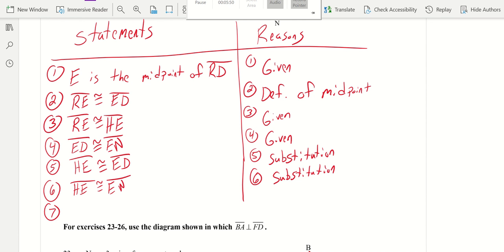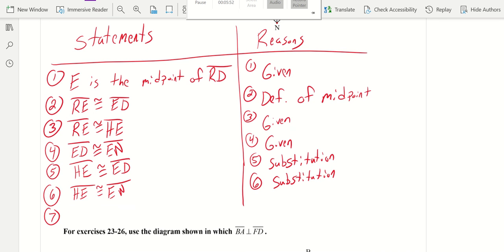And then finally, we know that E is the midpoint of HN, because of the definition of midpoint.